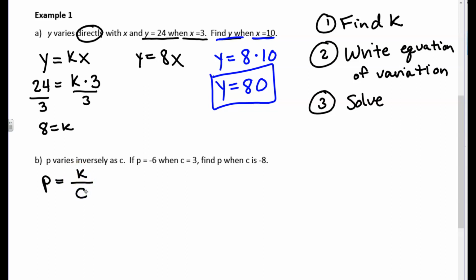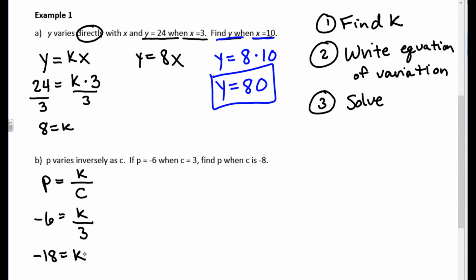If P is -6 when C is 3, so I'm going to find my K. P is -6 when C is 3. To solve for K, I'm going to multiply both sides by 3 to get -18 equals K. I've done step 1, I've found K.